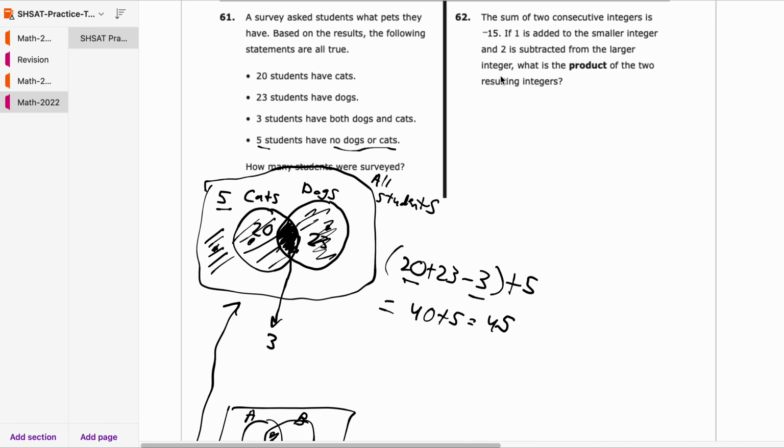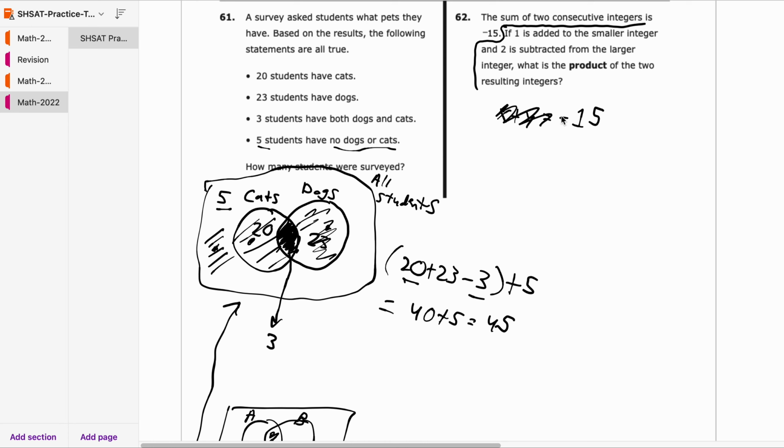Okay, so now 62. The sum of two consecutive integers is negative 15. So x plus y is negative 15. If 1 is added to the smaller integer and 2 is subtracted from the larger integer, what is the product of the two resulting integers? Okay, so let's ignore this latter part and just focus on the first sentence. So the sum of two consecutive integers is 15.